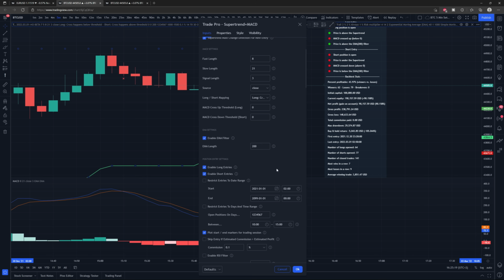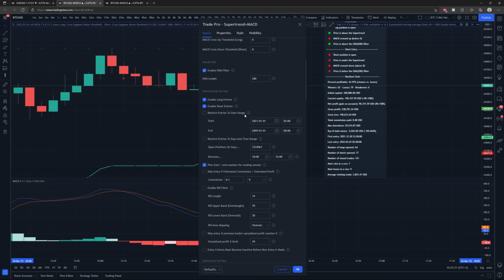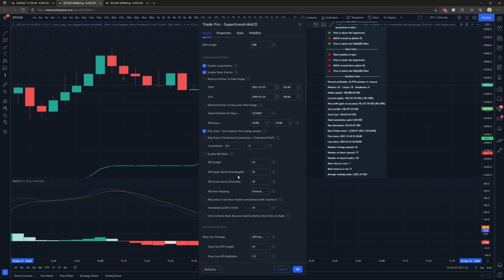the strategy. And then some of the basic things here, such as choosing if you wanted to take both long and short, or just longs or just short entries. You can also restrict the entries to a certain date range. You can do it to certain days of the week and times of day as well. And then you can also set it to skip entries if the estimated commission is greater than the estimated profit, which you can read in here.